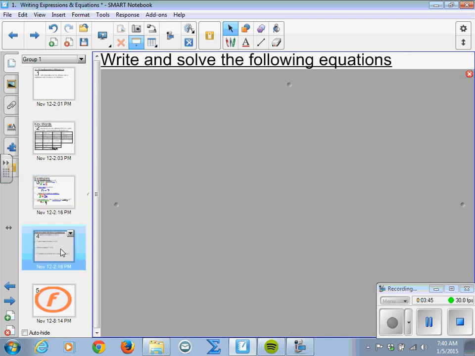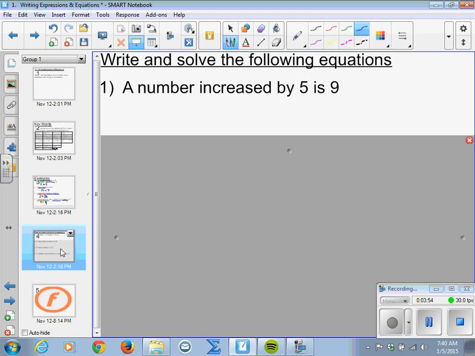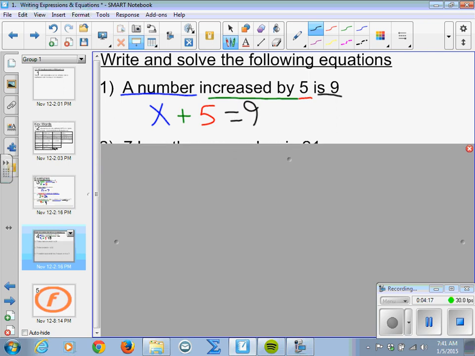Now, we have some simple equations we're going to do. So we'll start here. A number increased by 5 is 9. We talked about the word is, I believe, last unit. Okay, so we should know what that means. So a number, this will be x, increased by, which means addition, by 5. And that word is means equals, so equals 9. So x plus 5 equals 9. Hopefully we all know that x would equal 4 in that scenario.